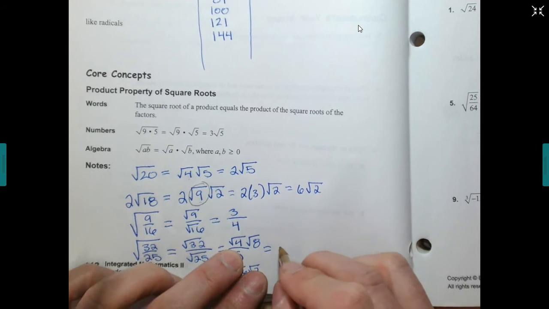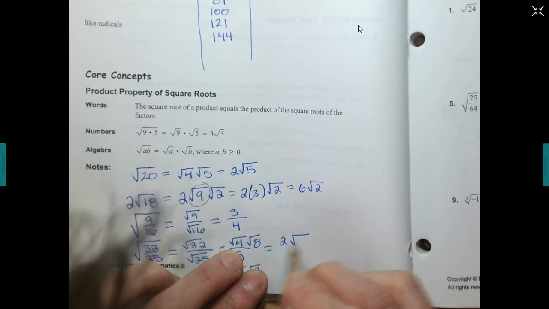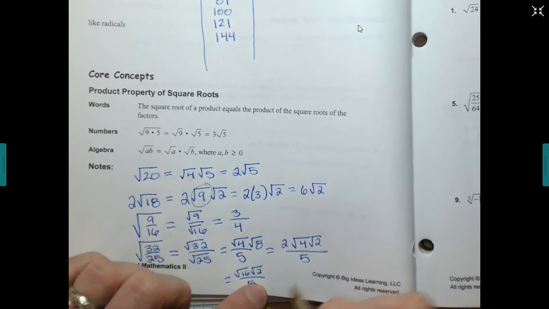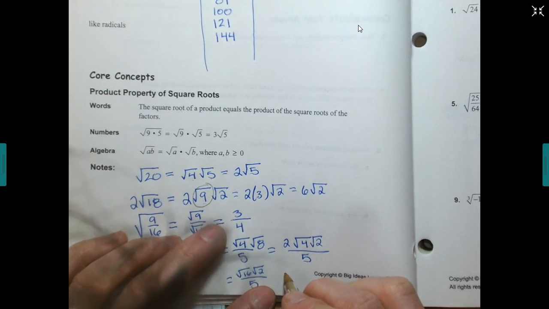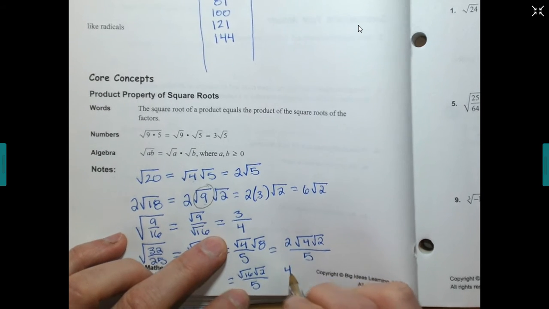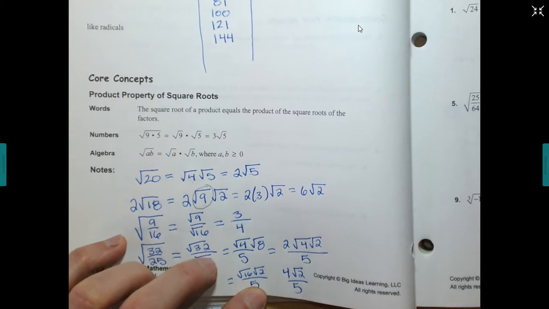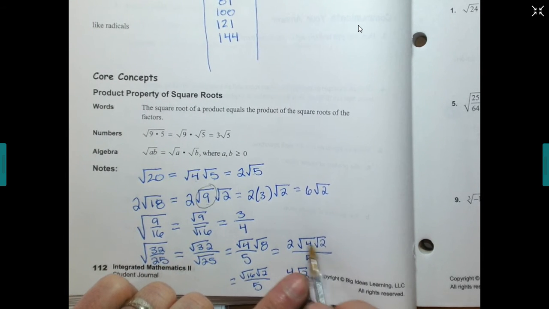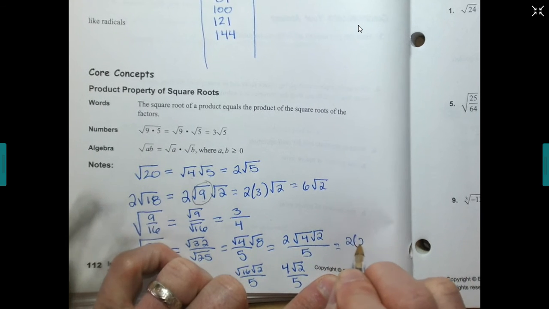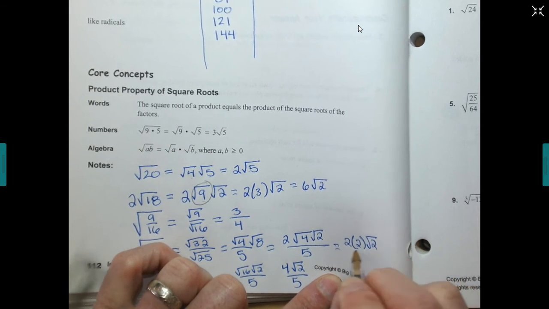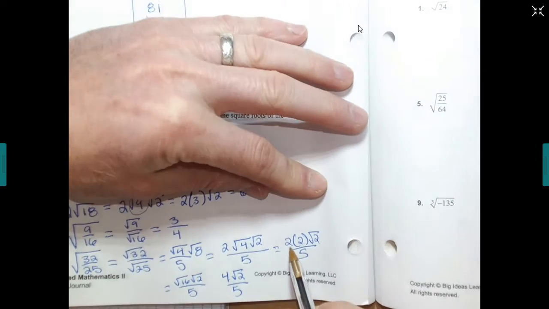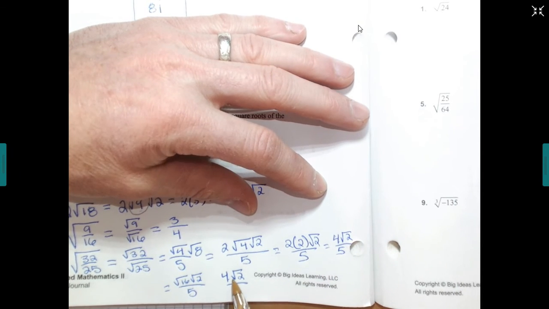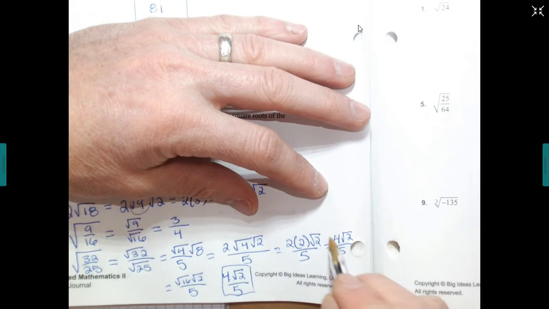So that's a perfect square. So I get 2 times the square root of 8, which is 4 times 2, over 5. Or the square root of 16 is 4. So 4 times the square root of 2 over 5. So that one's done. But this one, oh look, that's a perfect square too. So I could take out another 2. So I'd have 2 times 2 times the square root of 2 over 5. 2 times 2 is 4. So I have 4 times the square root of 2 over 5. So I get the same answer both times.